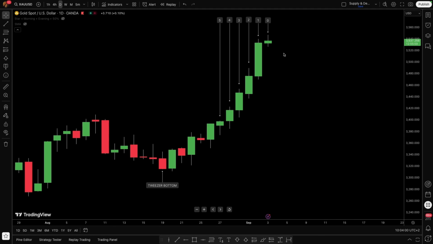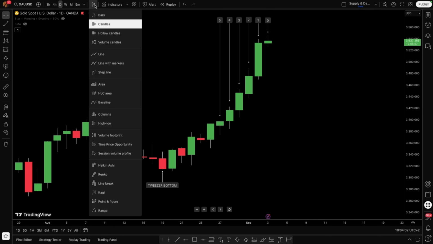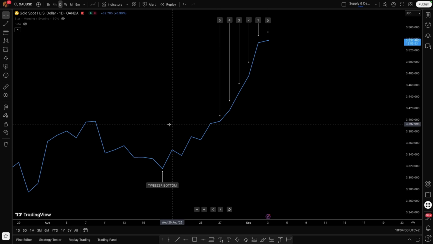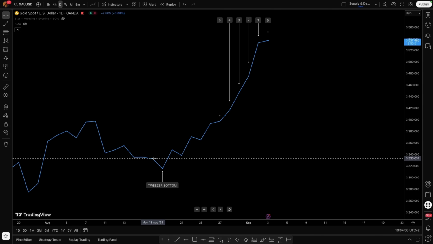If you're not familiar with candlesticks, you're probably familiar with the line chart you see on the news. It is telling you one single piece of information, which is usually the closing price of that day. So this is just one point of information. For example, here on the 18th of August 2025, the gold price closed around 3,333 US dollars.